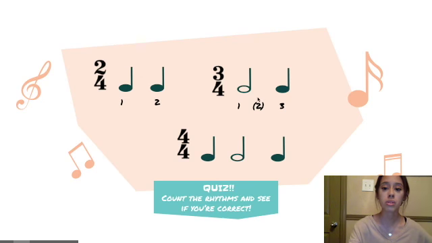And you see that this little 2 is in parentheses. That's because we don't say that note. We hold that out. So we go 1, 3. So you don't say that 2. You just think it in your head.